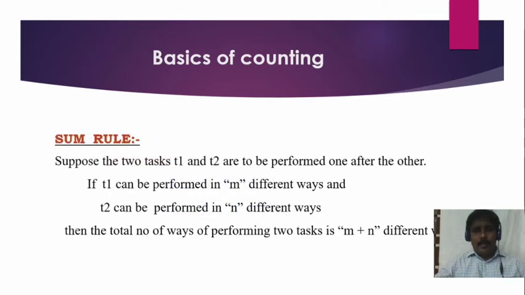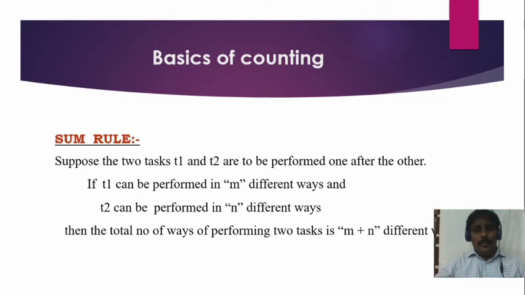Number one, sum rule. What is the definition of the sum rule? Suppose there are two tasks, T1 and T2, to be performed one after the other. The task T1 is performed in m different ways and the task T2 is performed in n different ways. Then the total number of ways of performing the two tasks is m plus n different ways.